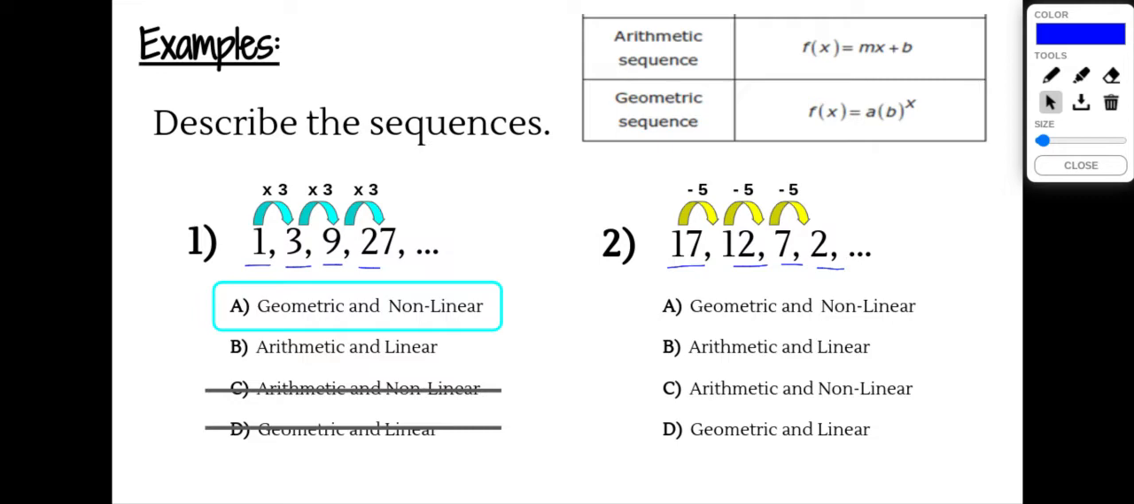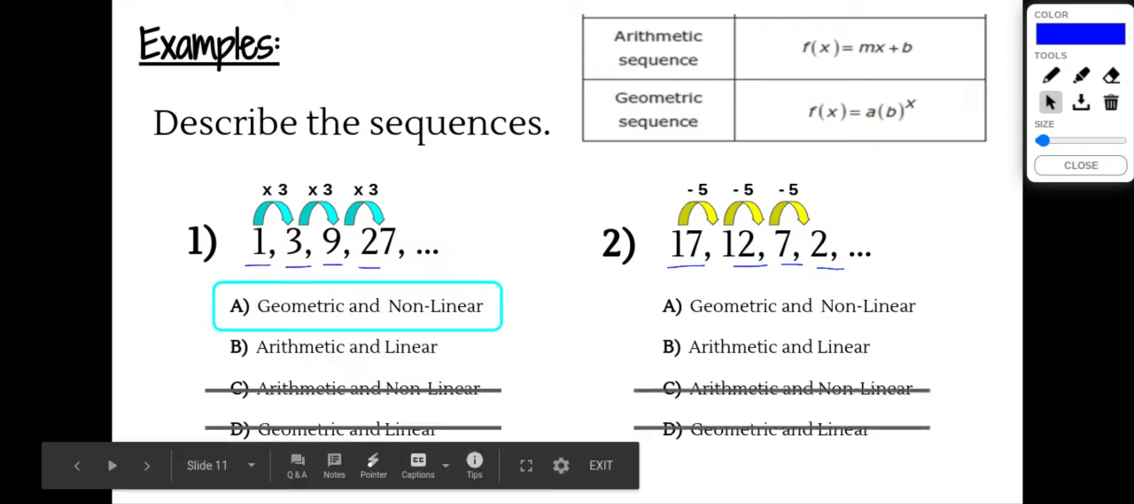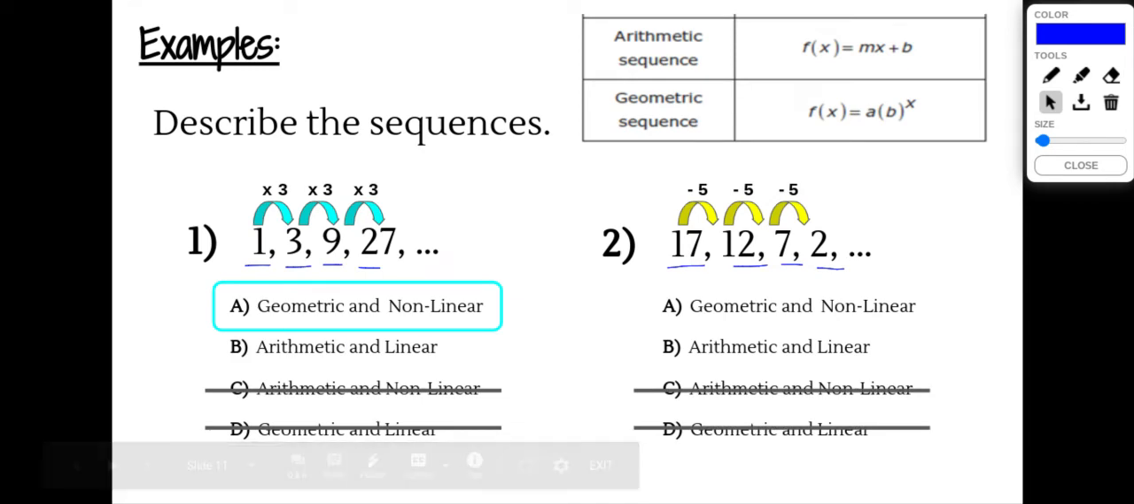Okay. So again, look at the answer choices. There's 2 of them that aren't even possible. You can't be arithmetic and nonlinear because all arithmetic sequences are linear, right? So those last 2 don't even make sense. So this pattern's either geometric or it's arithmetic. And because it's the minus 5 over and over again, it's arithmetic, which means it's going to be linear because all arithmetic sequences are linear.